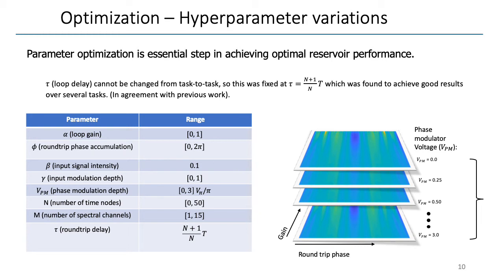The exception is the round-trip delay time, which is fixed by the physical length of the fiber delay loop. We fix this value at (n+1)/n times t, where n is the number of time nodes and t is the period of the input data stream. This value was found to achieve good results on our performance tests and agrees with the previous results in the literature.